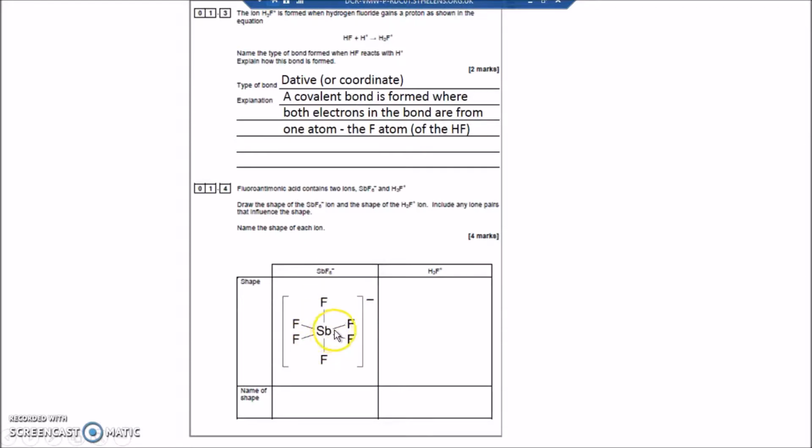So it's got 6 electrons in the outer shell, 6 bonding pairs, all repel equally, octahedral shape. If it was asking for the bond angle, it would be bond angle 90.